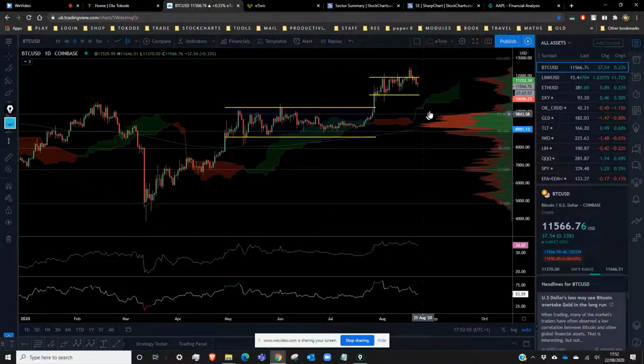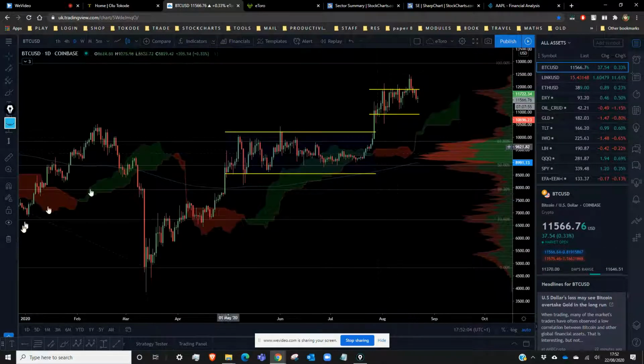Now the question is, what are my levels? What are the levels I'm looking at? Now, price is currently halfway between the two trend lines. Roughly, not exactly. Current price is 11,566. So this is where the midpoint is. My first support is going to be this bottom trend line, and that's at 10,900. That's the first support, but that's very weak support.